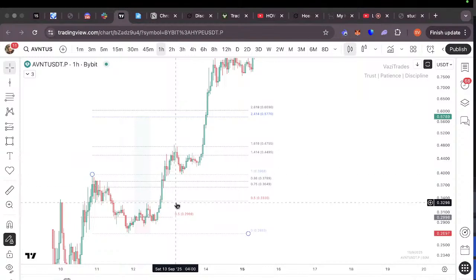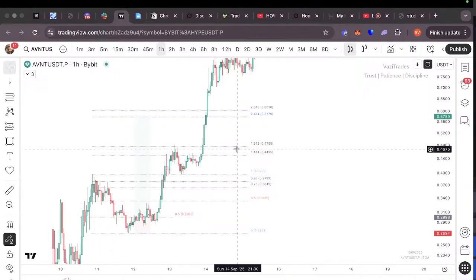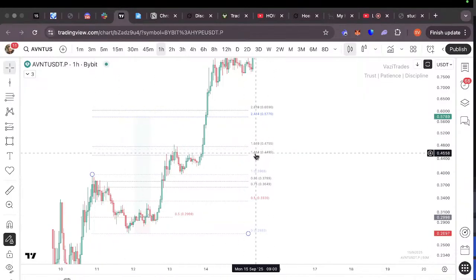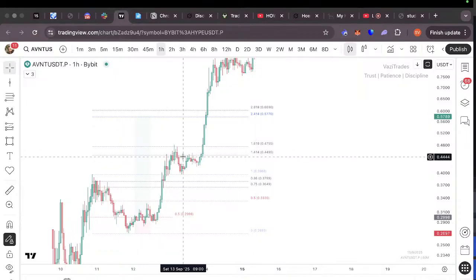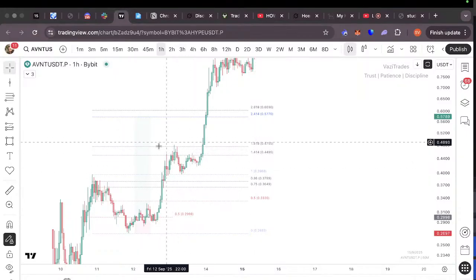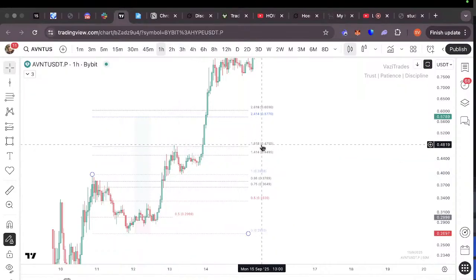So yeah, I could have 1, 2, even 3 take profits. Usually I close my position fully already on this one, on 1.41. If the price gives me these targets, usually I just close and wait for either a correction, or I just go to another coin.